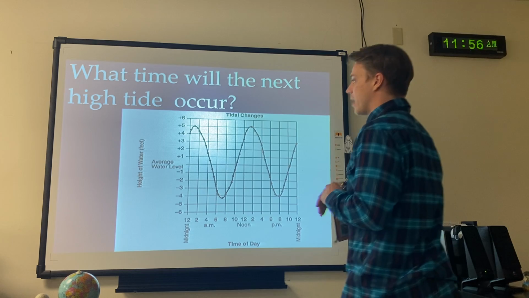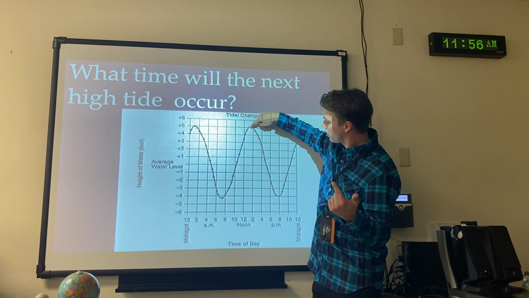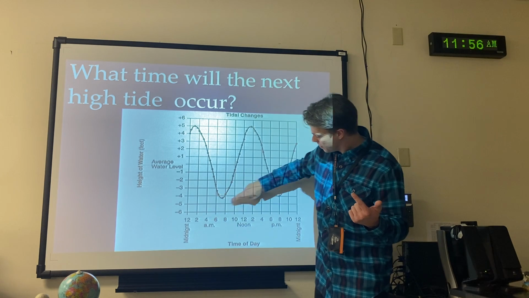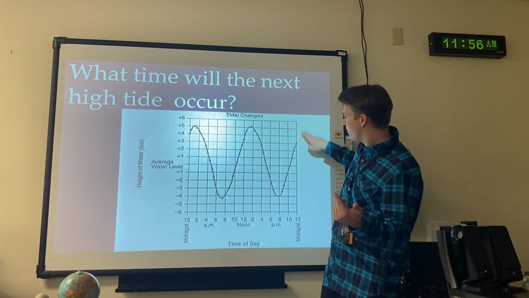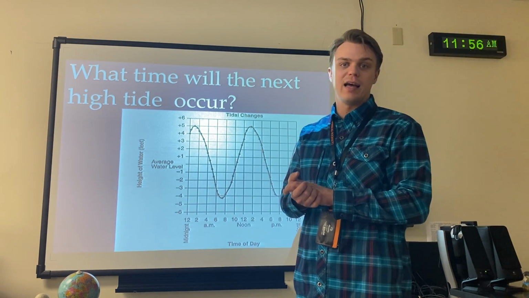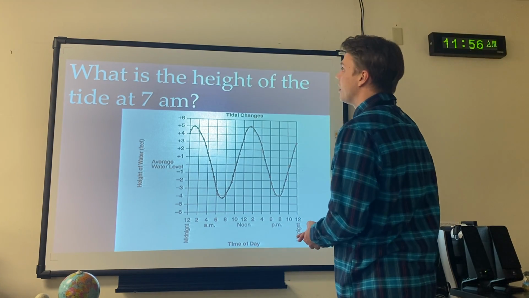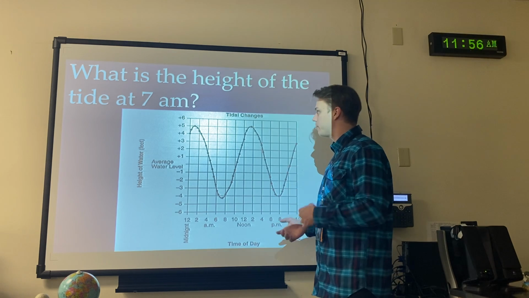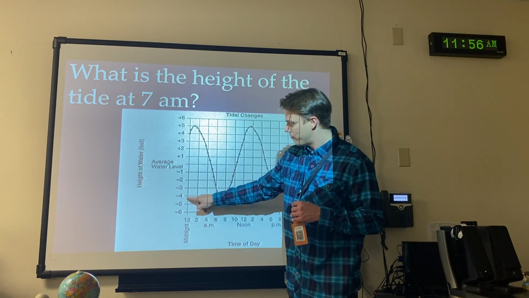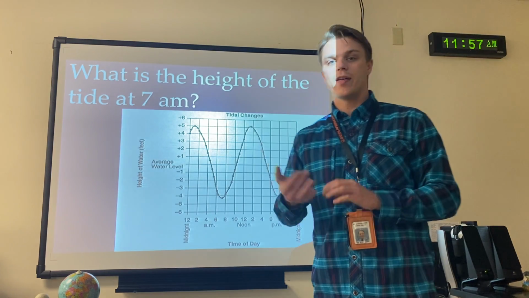What time will the next high tide occur? This first high tide occurred at 1. This next tide occurred about at 1:15 or 1:30. So then that goes a.m. to p.m. And then we go back to a.m. for this next high tide. So it's going to be about a 1:30, 1:45 a.m. high tide for the next day. And then what is the height of the tide at 7 a.m.? These are just examples of Regents questions. Between 6 and 7 a.m., the height is negative 4.2 feet. All right? So that's the basics of tides.